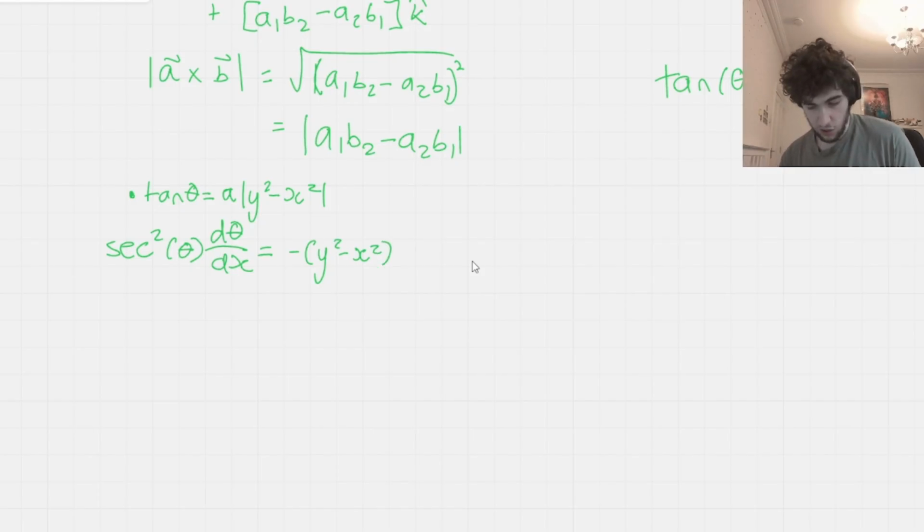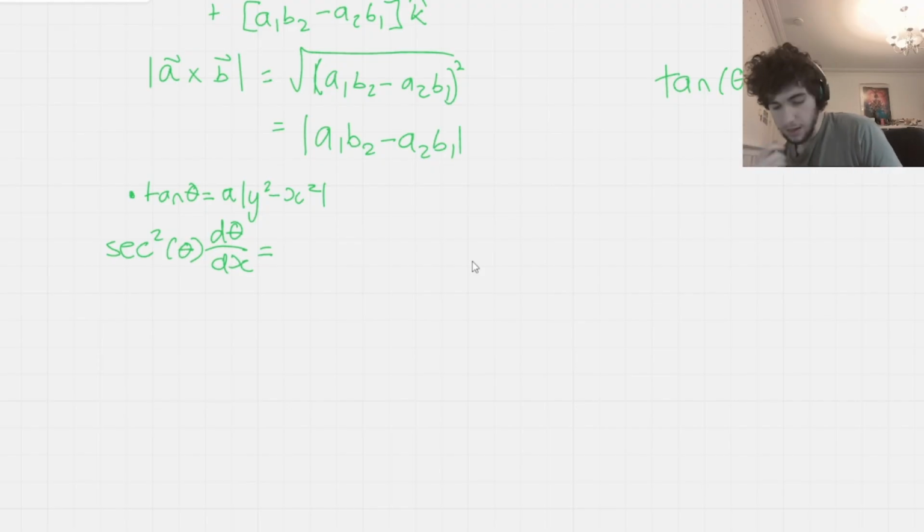So it just depends on whether y squared minus x squared is positive or whether it's negative. It just depends on the sign of y squared minus x squared. If it's positive, then the mod will be removed. If it's negative, then there'll be a negative sign in front.